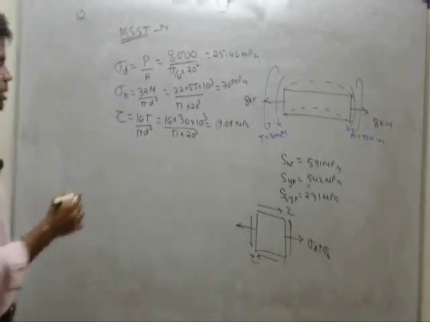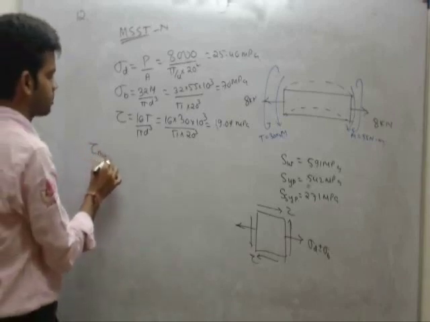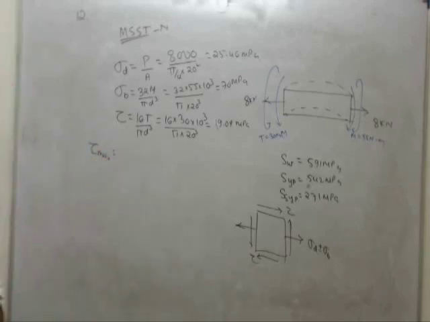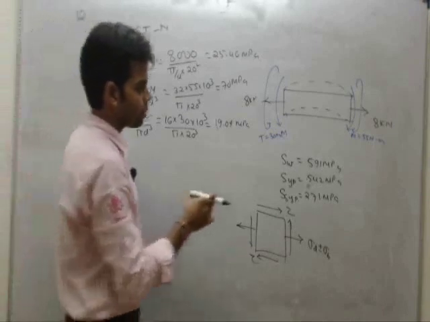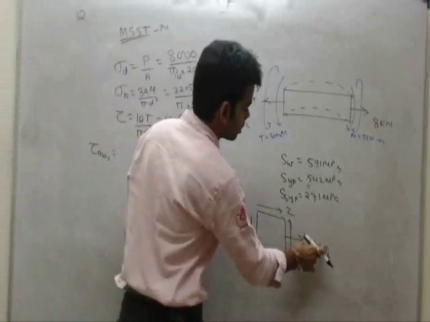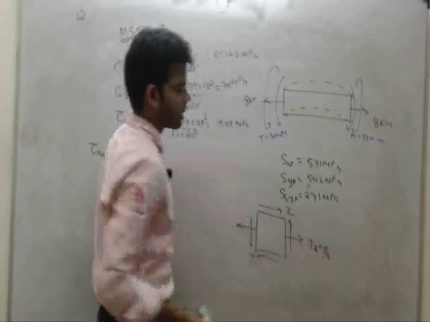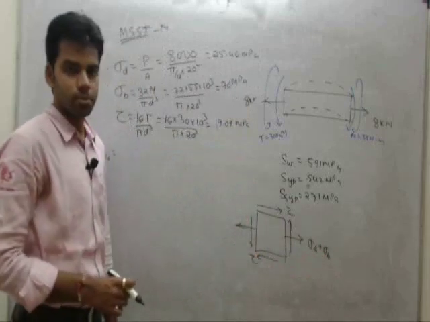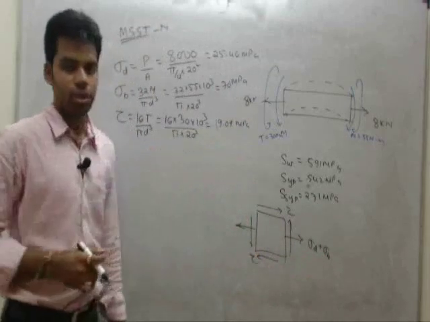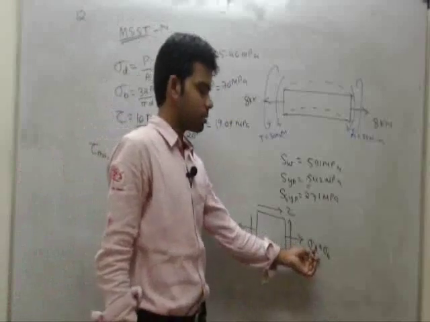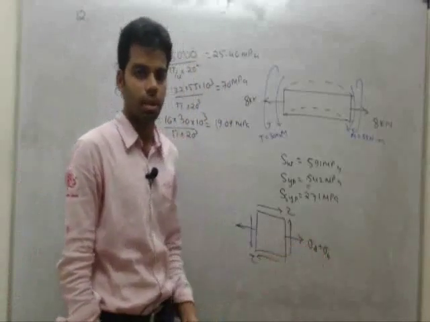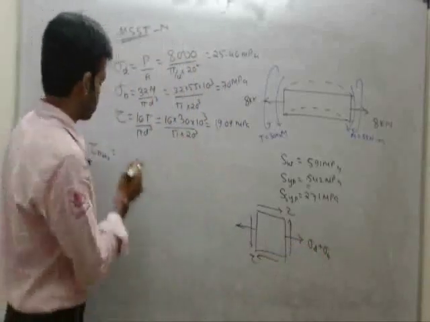Okay, so from here we can determine the value of tau max. What will be the tau max? For this we will consider only the positive side, because we have to consider the maximum sigma x. The maximum magnitude of sigma x we will get when we have this sigma d plus sigma b. So what is tau max?